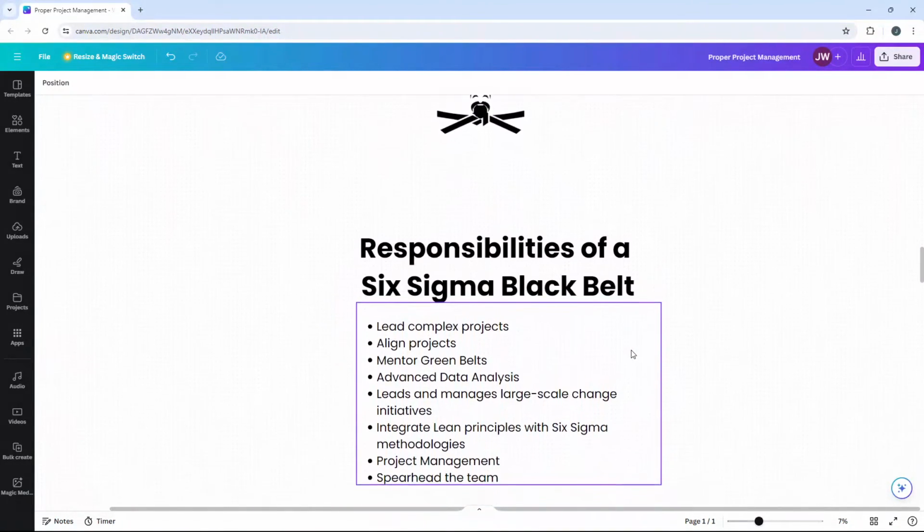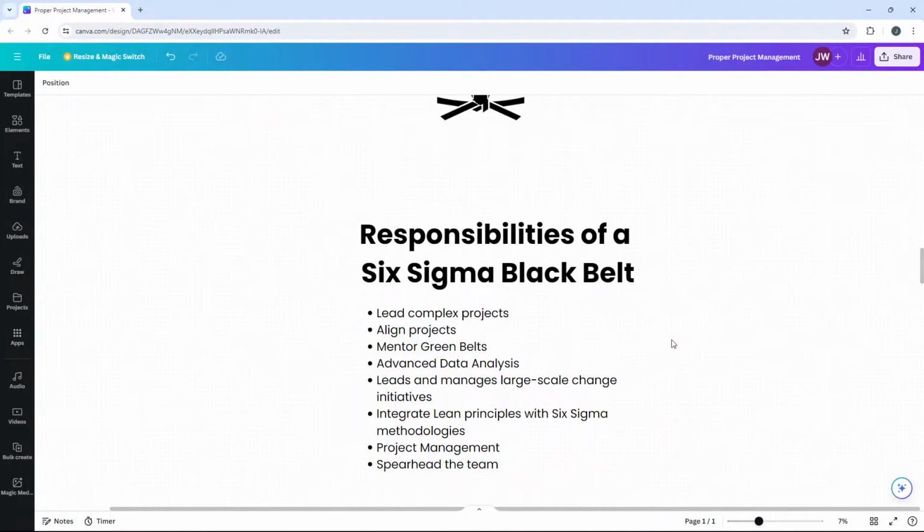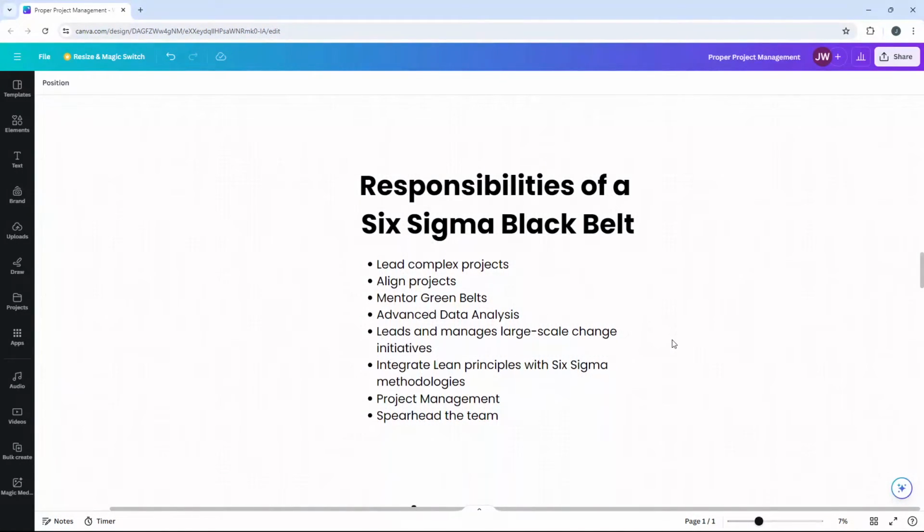So the main responsibilities are as follows. They focus primarily on high impact projects. So complex and high impact projects are the focus. It can be planning, executing and overseeing projects that aim to enhance efficiency, reduce costs and improve quality across various processes. They also play a strategic role. They align Six Sigma projects with the strategic goals of the organization. This involves understanding the broader business objectives and ensuring that improvement projects contribute to these goals.